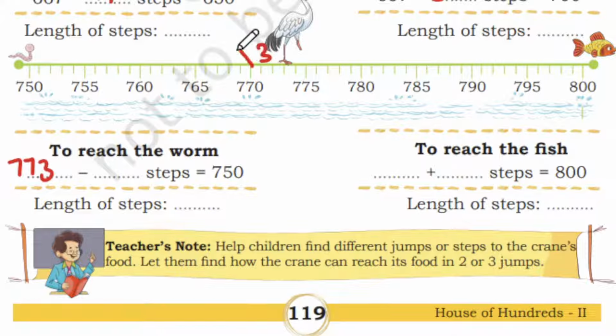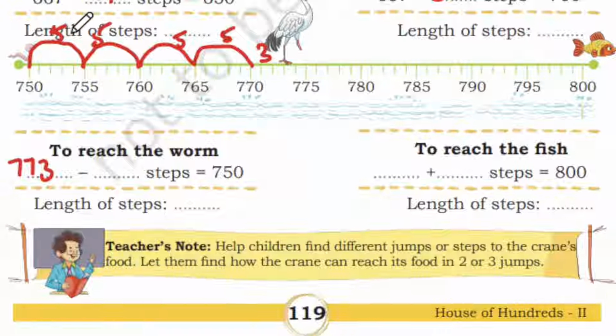Again, from 770 to 765 you have 5. 765 to 760 you have one more 5. 760 to 755 you have 5 more, and finally to 750 you have 5. So how many 5s do we have? 1, 2, 3, 4. So we have four 5s. Four 5s are how much? Four 5s are 20. So 20 plus 3 is 23.